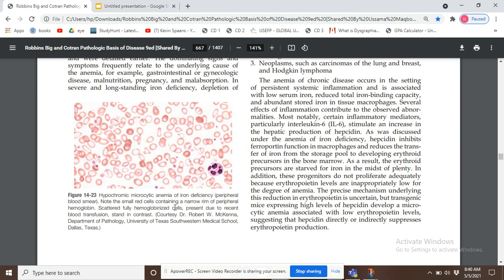Hypochromic microcytic anemia of iron deficiency, peripheral blood smear. Note the red blood cells containing a narrow rim of peripheral hemoglobin. Scattered, fully hemoglobinized cells are present due to a recent blood transfusion, standing in contrast.